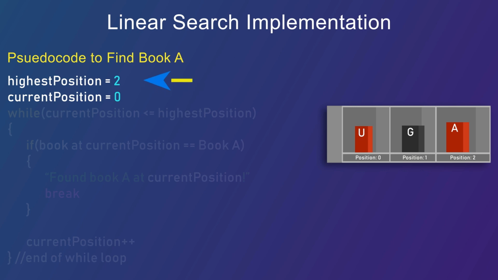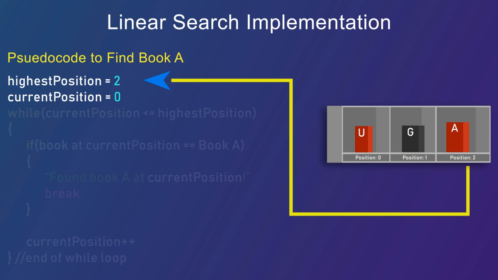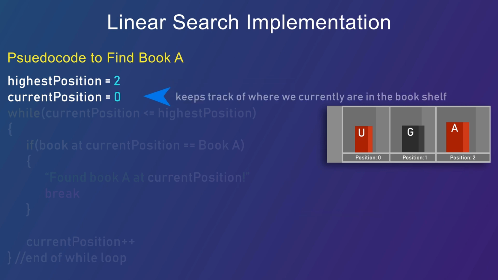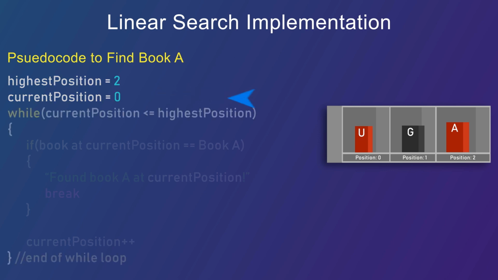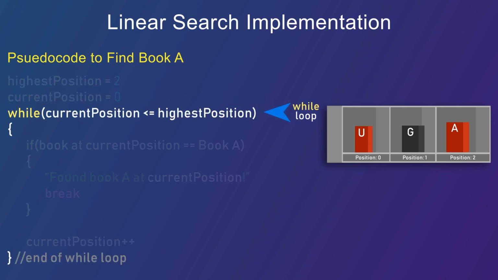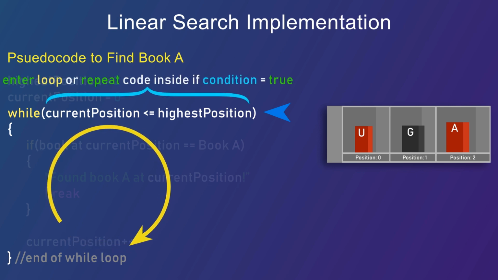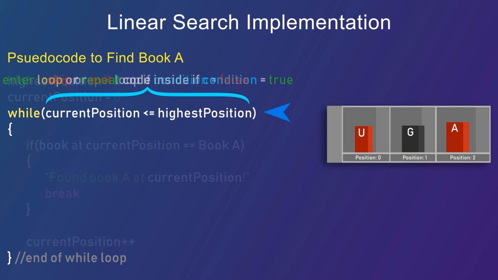Highest position contains the number 2 because that's the highest position in our bookshelf. Current position keeps track of where our current position in the bookshelf is. Our bookshelf starts at position 0, and we want to start searching from the beginning of our bookshelf, so the value of our initial current position will be 0. Next, we have what's called a while loop. This is used to execute any code inside of the loop over and over, as long as this condition is true. If the condition is not true, then exit the loop and we're done searching.